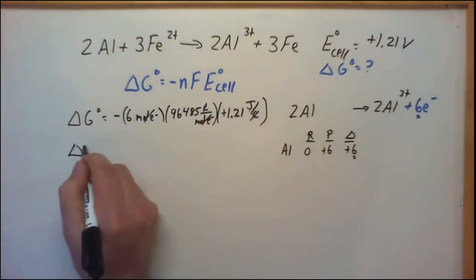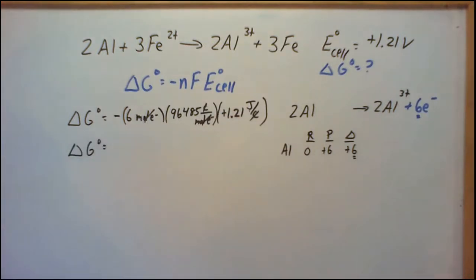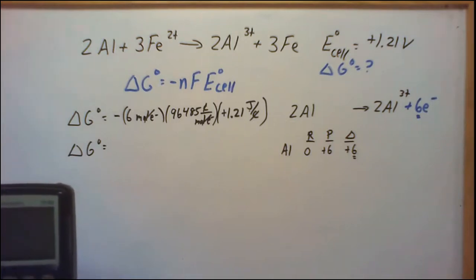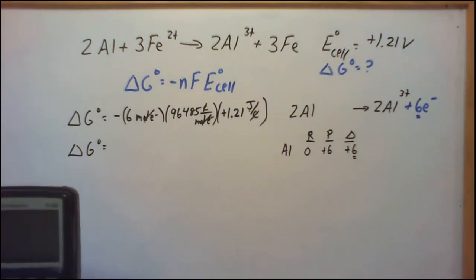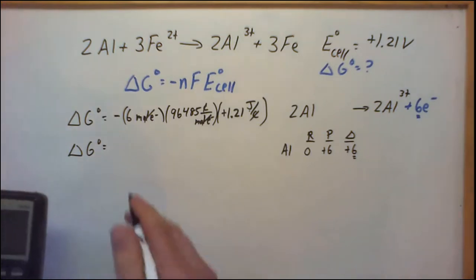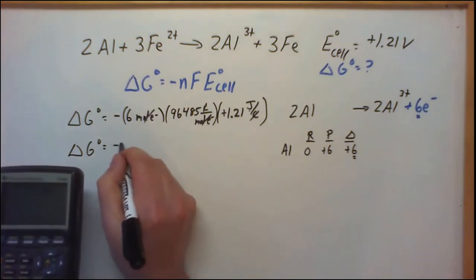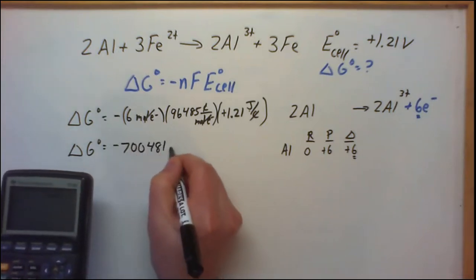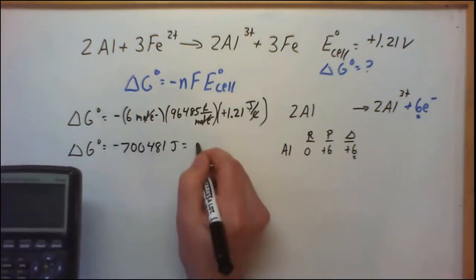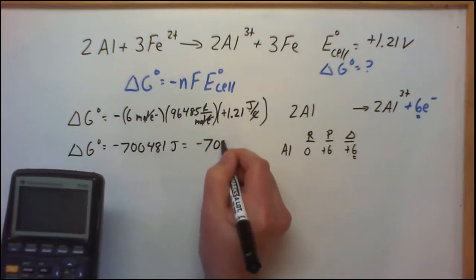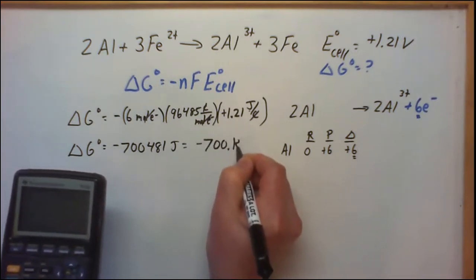joules. So our delta G for this process would be negative 6 times 96,485 times positive 1.21, which gives us a delta G of negative 700,481 joules, or more commonly, negative 700 kilojoules.